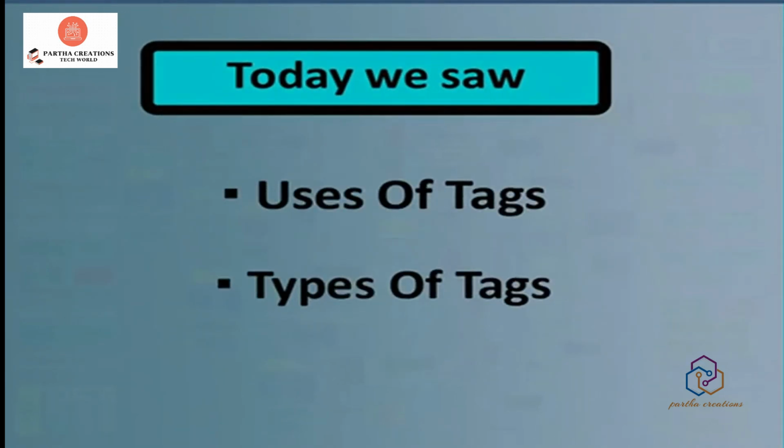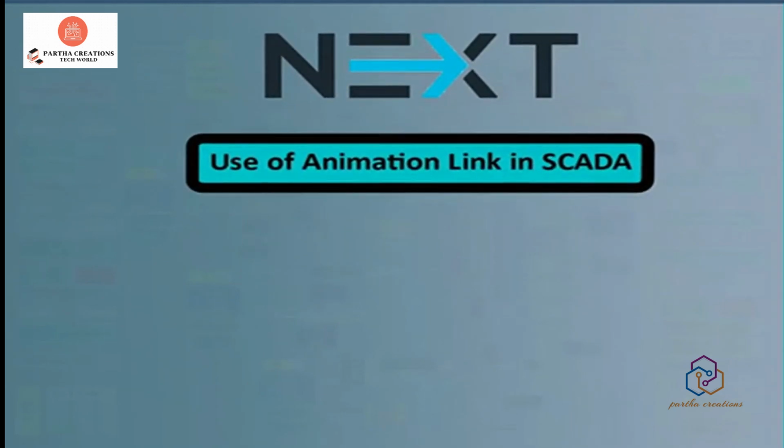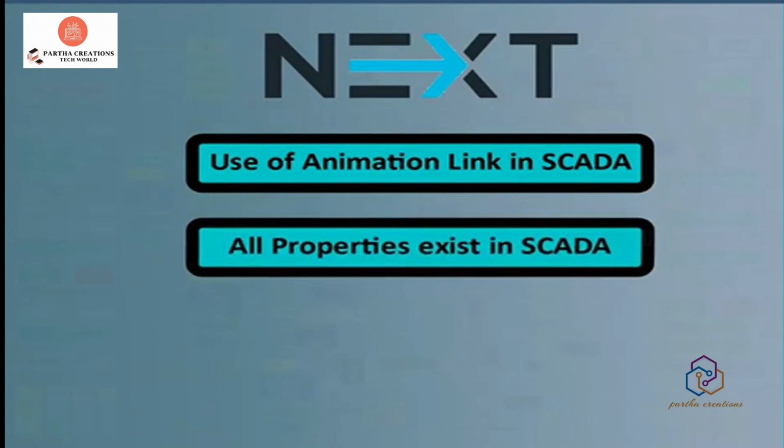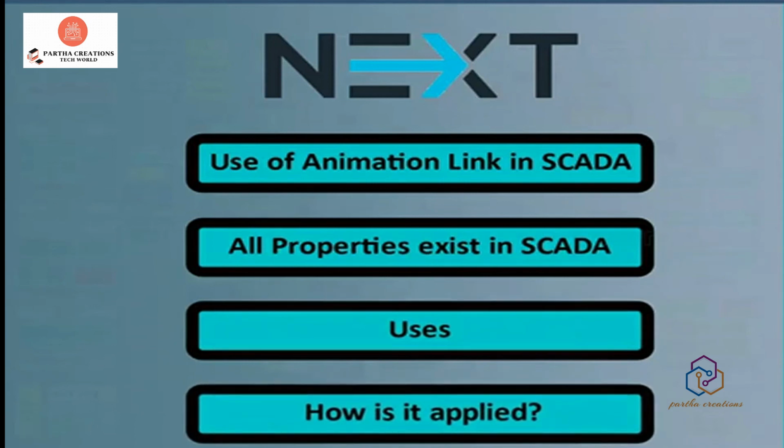Today we saw the uses of tags and types of tags. In the next lecture, we will see use of animation link in Scada. That is, what all properties exist in Scada. What are the uses? How is it applied? And all these we will explore in our next lecture.